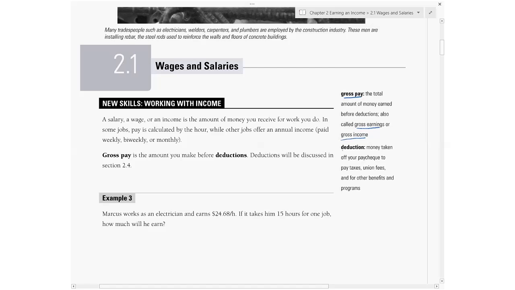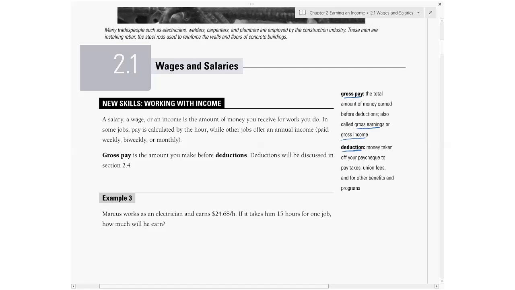So the government, and there's other deductions as well that come off your paycheck, but this is your basic amount before that's done. Then you've got deductions. So this is money taken off your paycheck to pay things like taxes, union fees, and other benefits and programs. So those deductions are taken off your pay, and then you get a certain amount. So what you say you make a year ends up not being what you take home in a year.